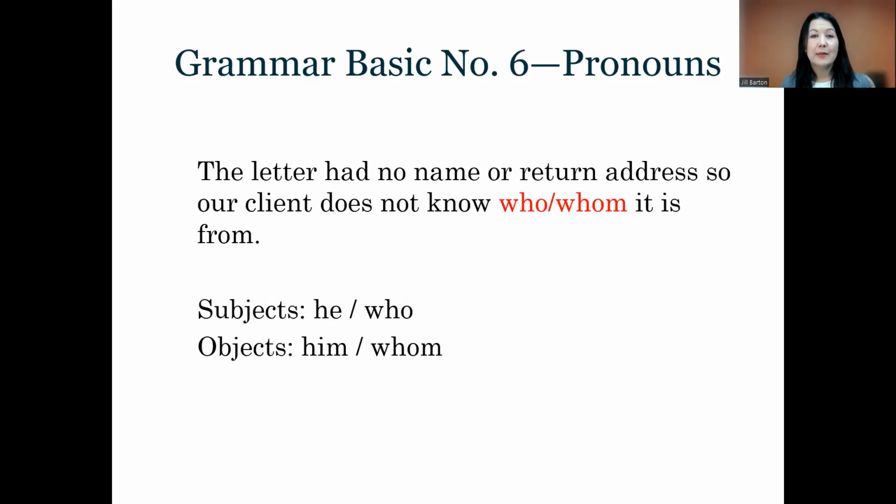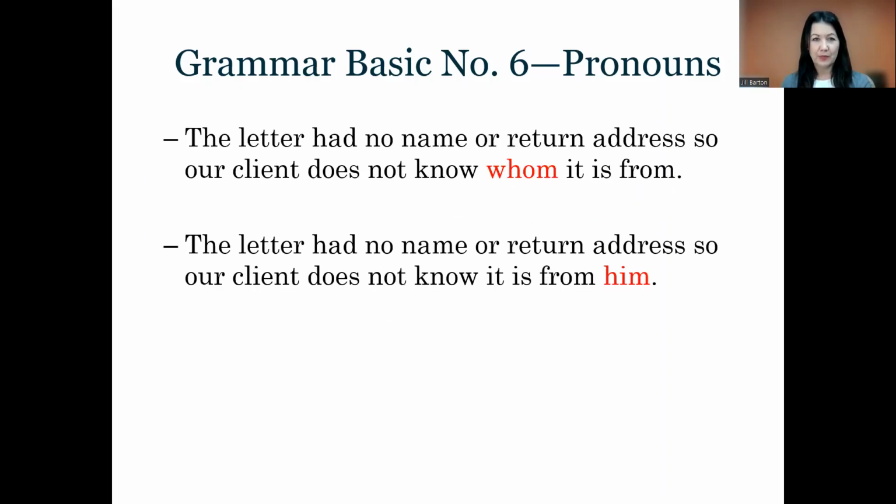The letter had no name or return address, so our client does not know who or whom it is from. So using this rule where we take the words who or whom, and regardless of what who or whom is referring to, whether it's an it, a he, or a she, or a they, we are just going to substitute the words he and him in so that we can hear what sounds best. And this is just because he and him sound so close to who and whom. So here we can tell that we would write, the letter had no name or return address, so our client does not know it is from him.